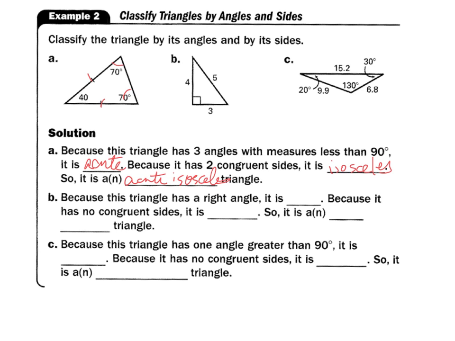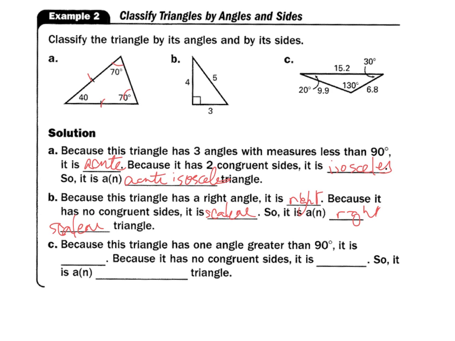For B, the only interesting information I think is the right triangle, and that by itself is enough, so it is a right triangle. And because there's no congruent sides, obviously it's a scalene triangle. It's a right scalene triangle.